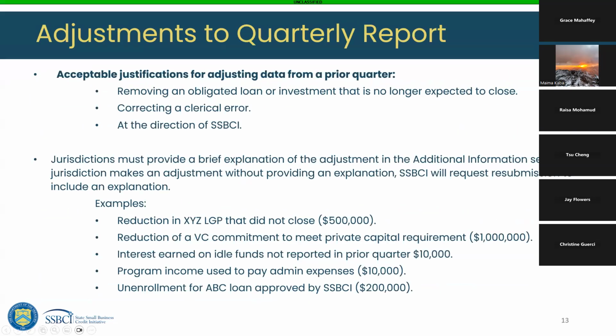Okay, this slide covers adjustments to the quarterly report. Adjustments to your prior quarter can be made on your current quarter report. There are many reasons for adjustment. They could include removing obligated loans or investments that are no longer expected to close, or correcting a clerical error such as transposition of a number, or as directed by SSBCI.